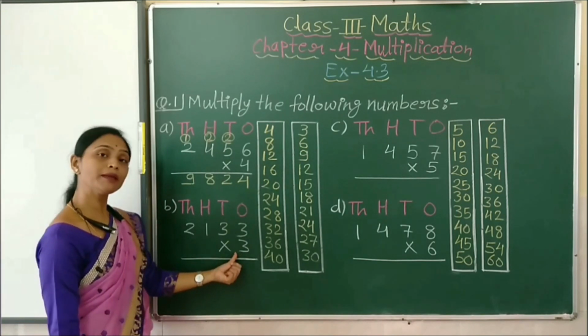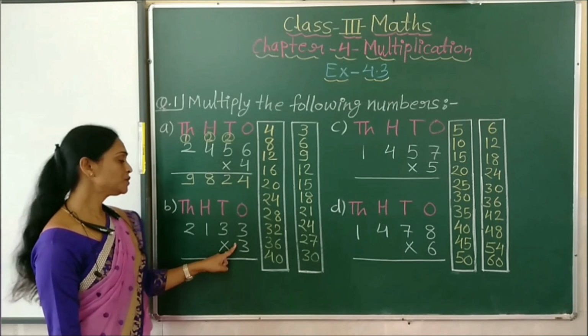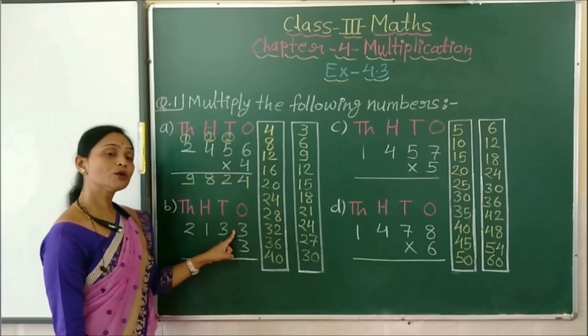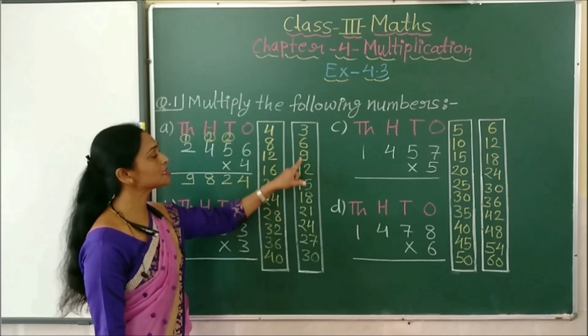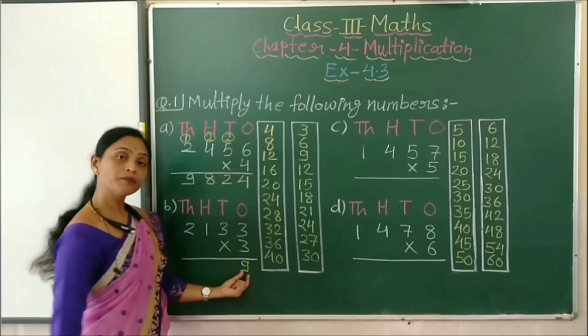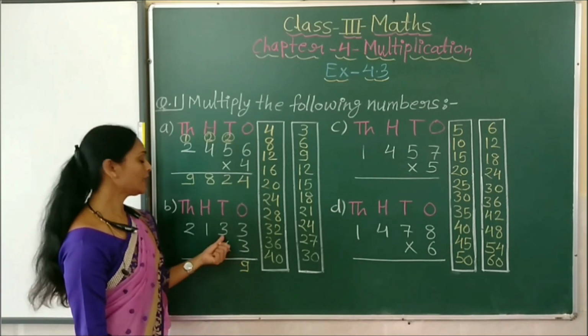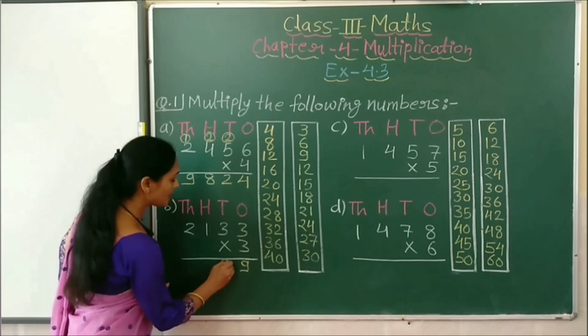Here we have to multiply with 3. So we will see this 3's table. 3 we have to multiply with this 3. So how many times we will read it? 3 times. 3 ones are 3, 3 twos are 6 and 3 threes are 9. So we have to write here 9. Then again we have to read 3 times 3's table. So again we will get 9.